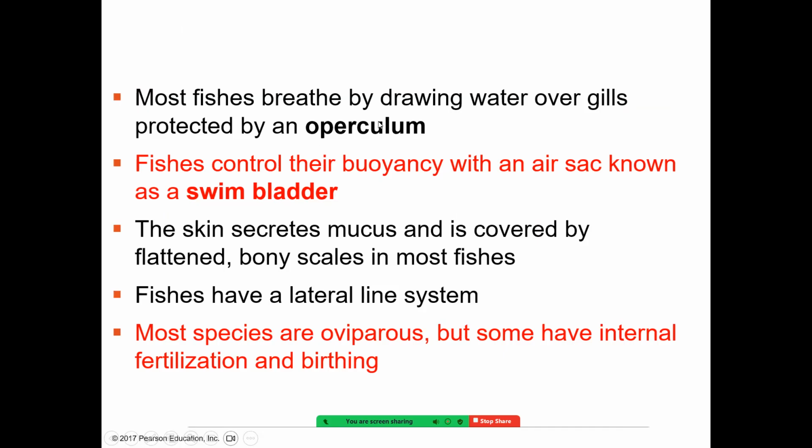Most fishes breathe by drawing water over their gills, which is protected by an operculum. So that's similar to the sharks that need to draw water over their gills for allowing oxygen to get into those cells. Fish are really good at controlling their buoyancy, how shallow or deep they're swimming in the water. They use a swim bladder, which is an air sac. Air sacs are able to be inflated by adding air to it.